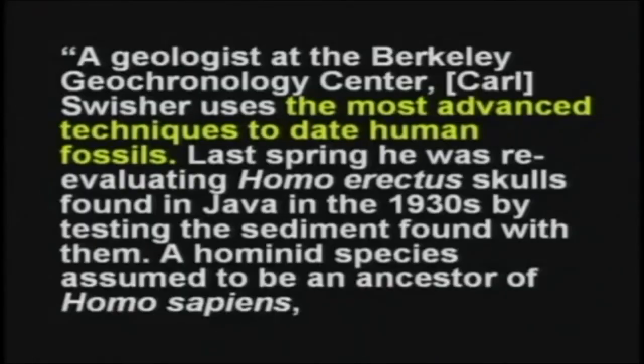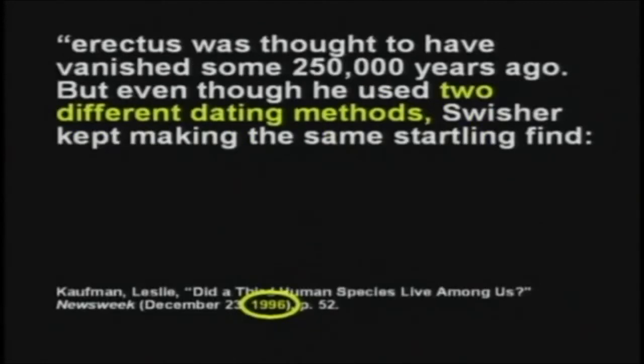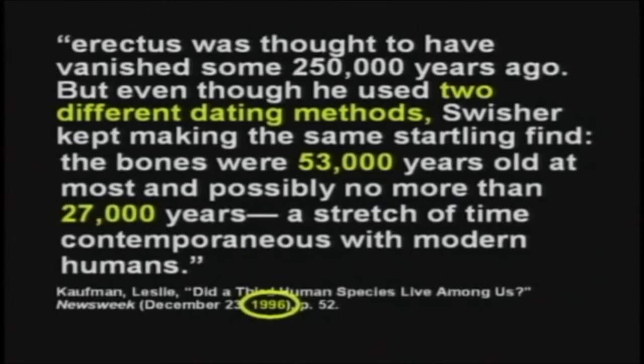In 1996, Carl Swisher at Berkeley used the most advanced techniques to date human fossils. It says last spring he was reevaluating Homo erectus skulls found in Java in the 1930s. He was testing the sediment found with them. The species was supposed to be extinct for 250,000 years. Swisher used two different dating methods. He kept making the same startling find. The bones were 53,000 years at most, and possibly no more than 27,000.